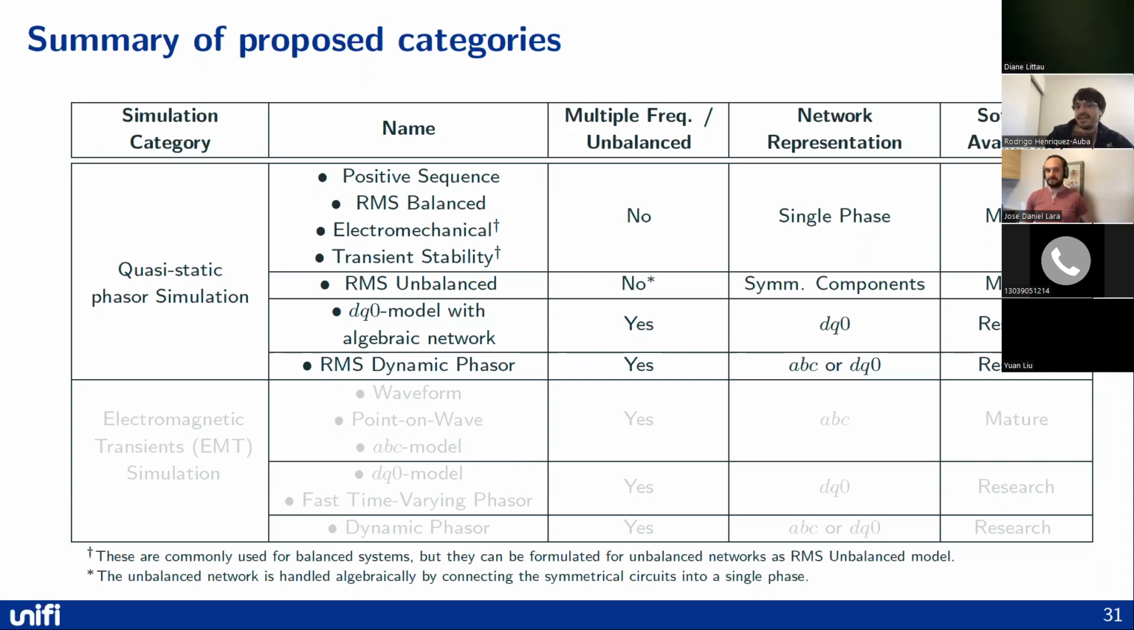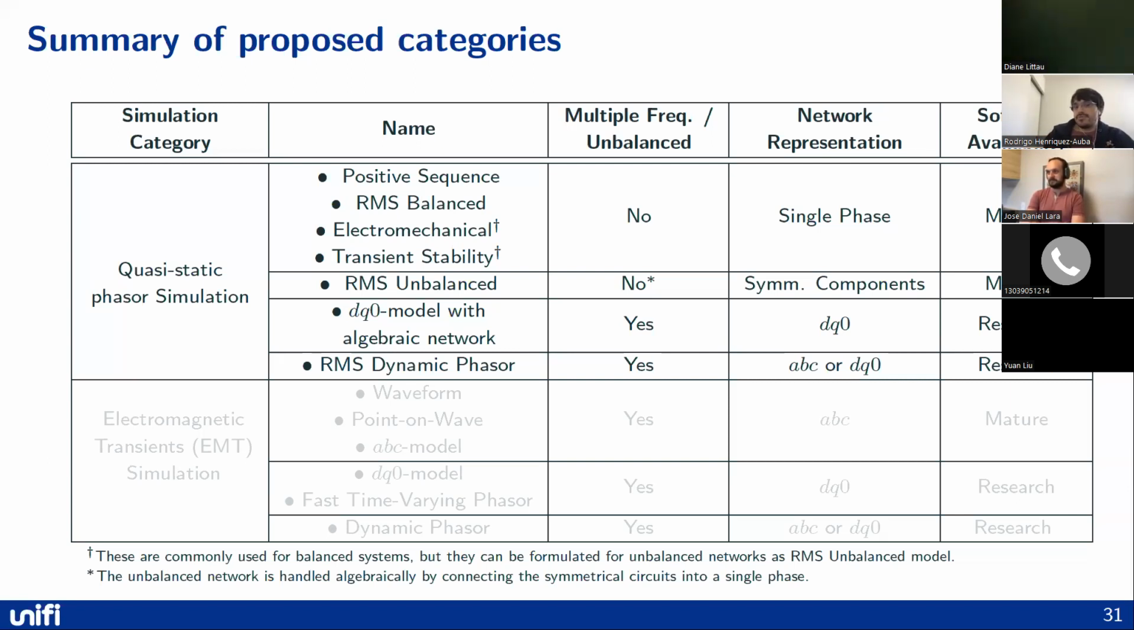Next in the list is RMS unbalanced simulation, in which the network is still obviously an algebraic representation, but you model the network in symmetrical components, then you apply some type of fault. The common approach is to simplify depending on the faults, usually getting to a single-phase representation at the end. The DQ0 model with algebraic network is again the same as positive sequence if you have a balanced network, but the way it handles unbalance is that time-varying characteristics appear. So it's a research approach that is being investigated right now.